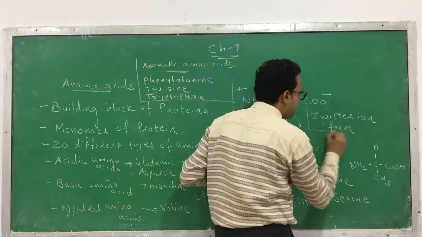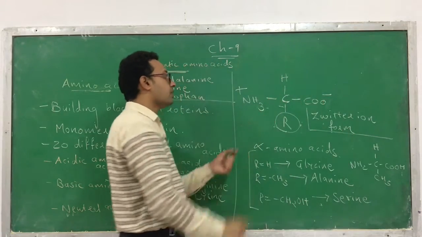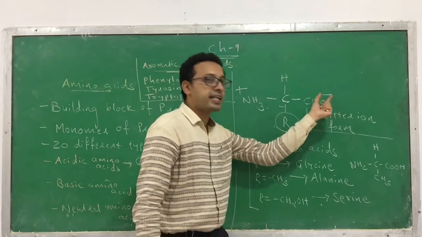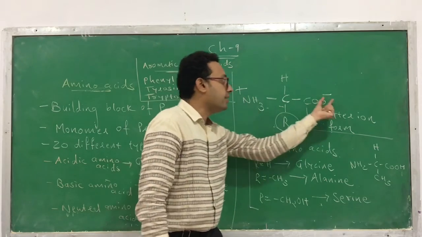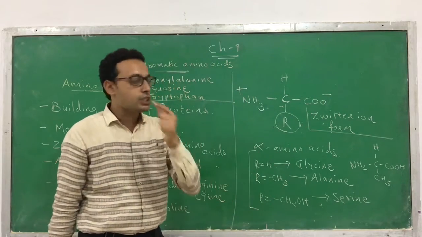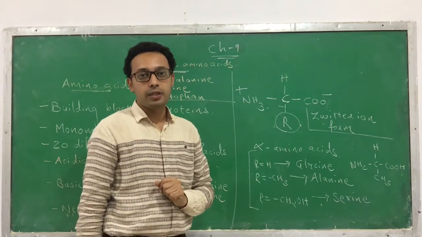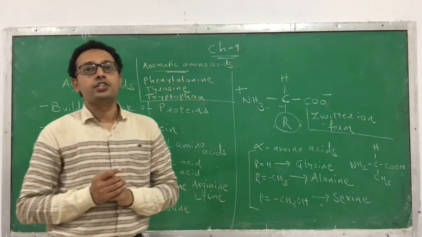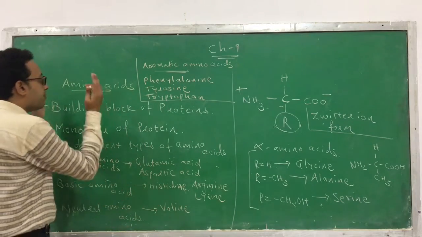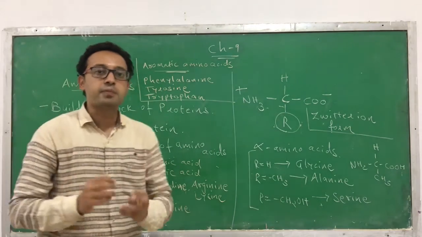At a certain pH it can possess both positive charge and negative charge, as a cation and an anion. This form of amino acid is called a Zwitter ion. So this is the introduction of amino acids. Many amino acids combine together and form a protein.